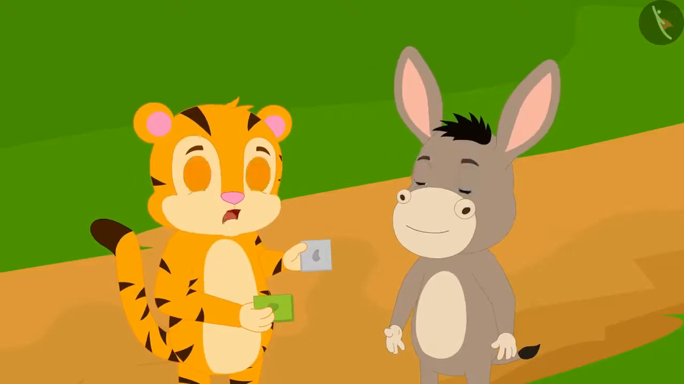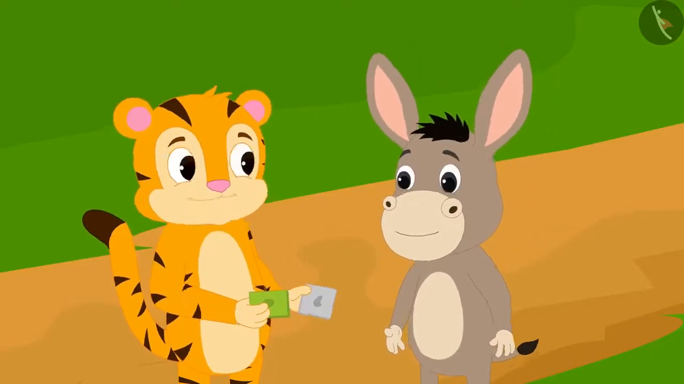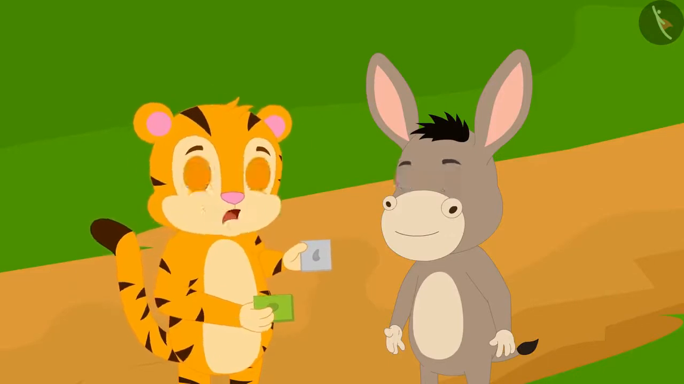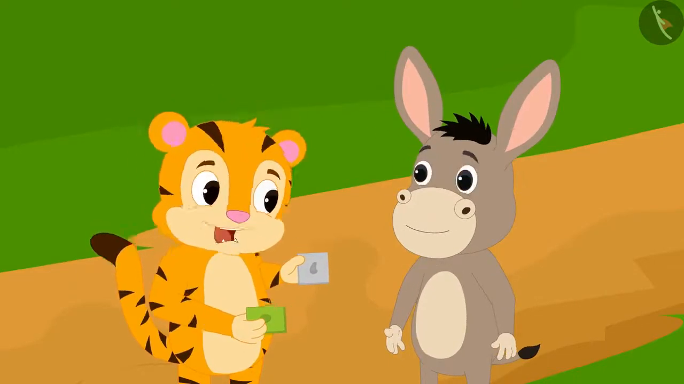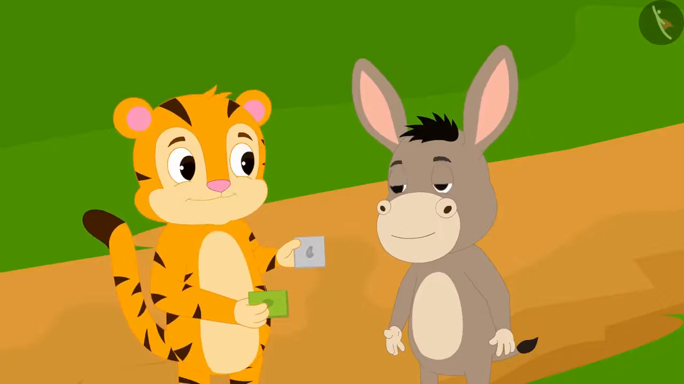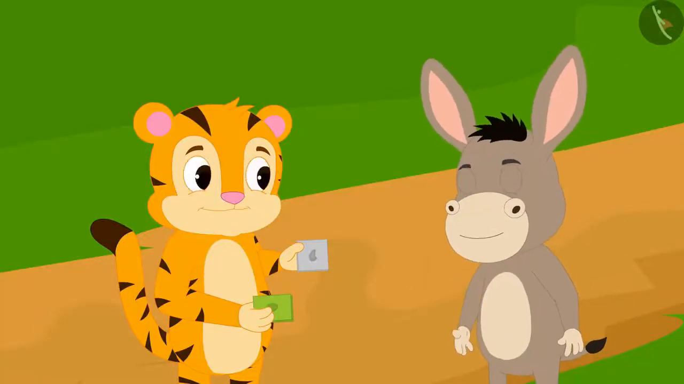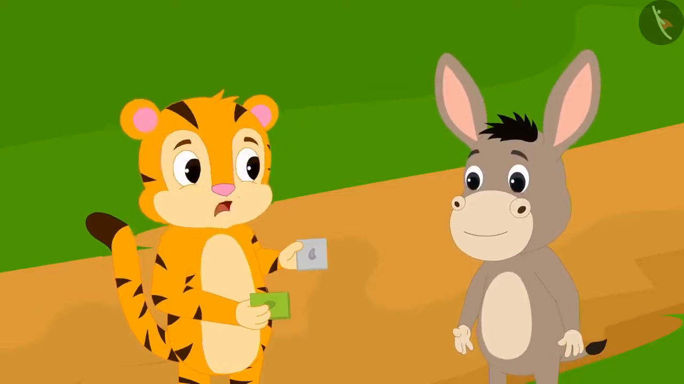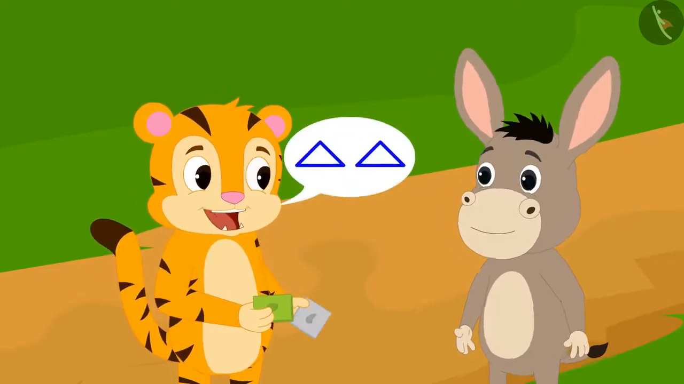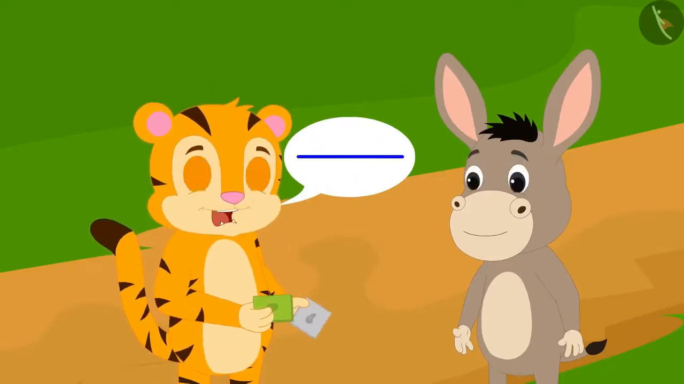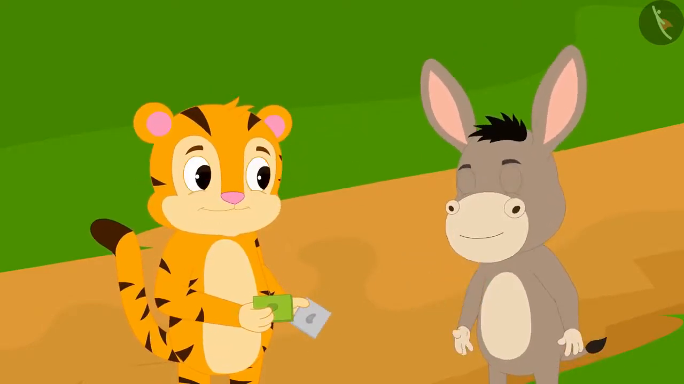Okay, but I have a condition. We will play a game. First, I will ask you a riddle. If you give the correct answer, you will eat the barfi completely. And if your answer is wrong, then I will eat the barfi completely. Sher Khan told Bhola. Bhola accepted Sher Khan's condition. Can you make this cashew barfi into 2 triangles of equal area by drawing a straight line? Sher Khan asked Bhola.